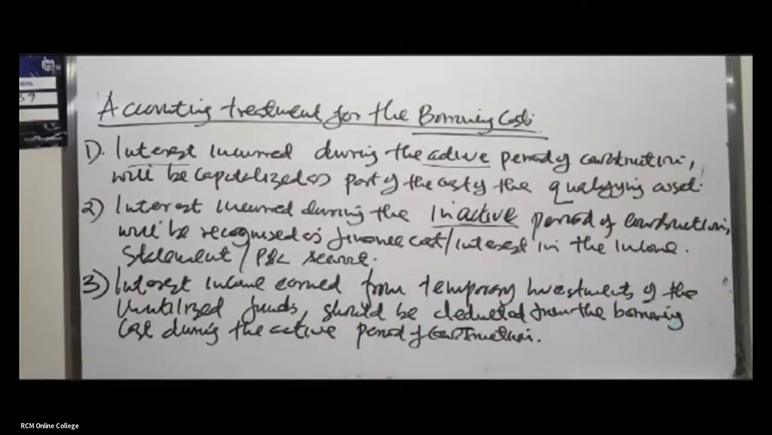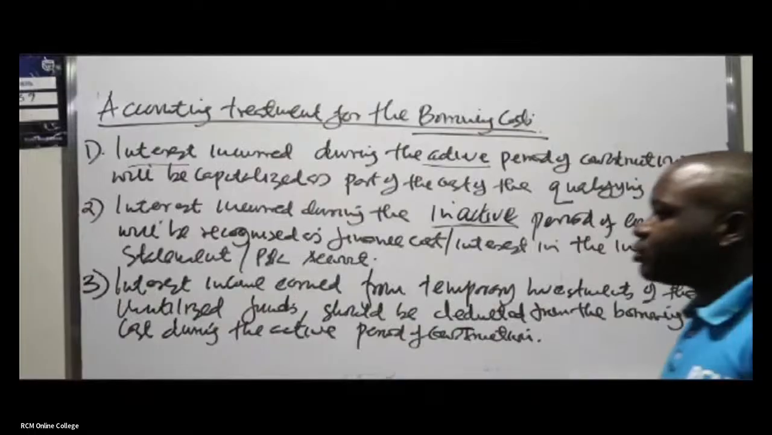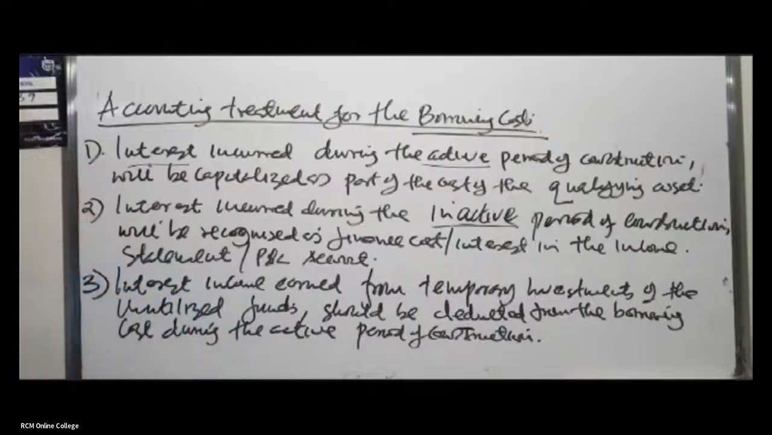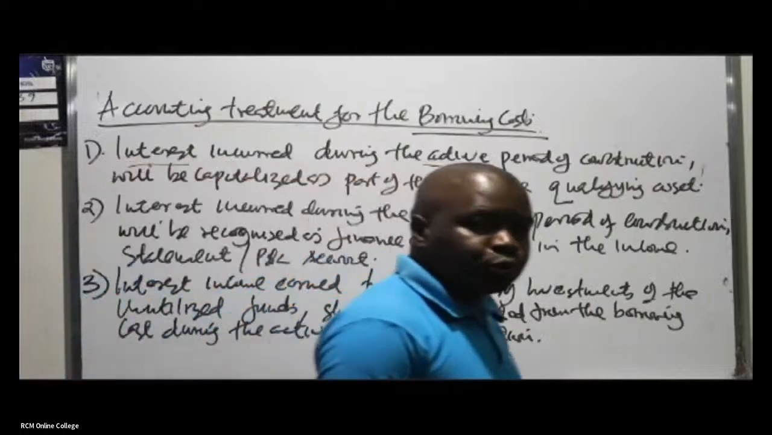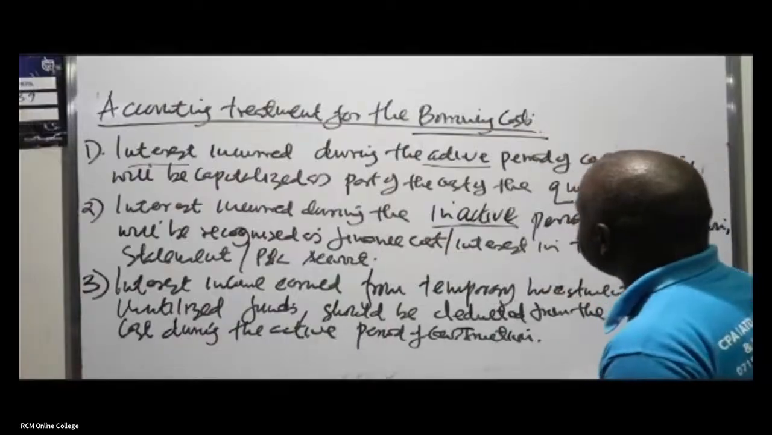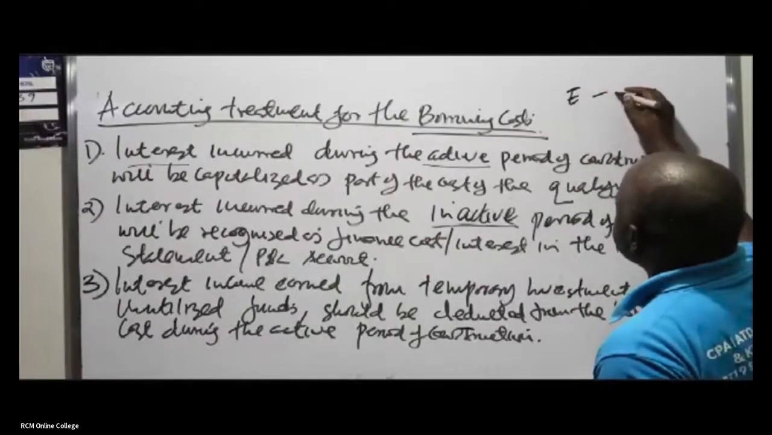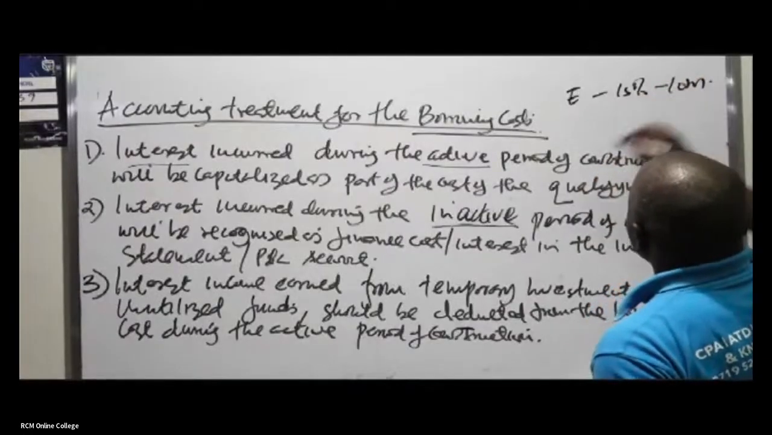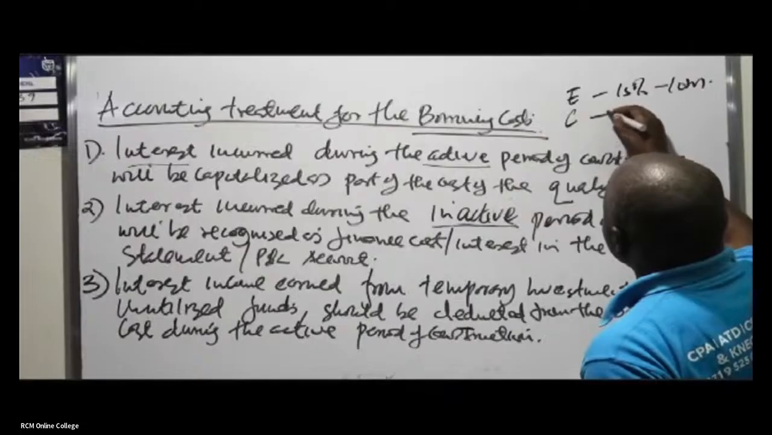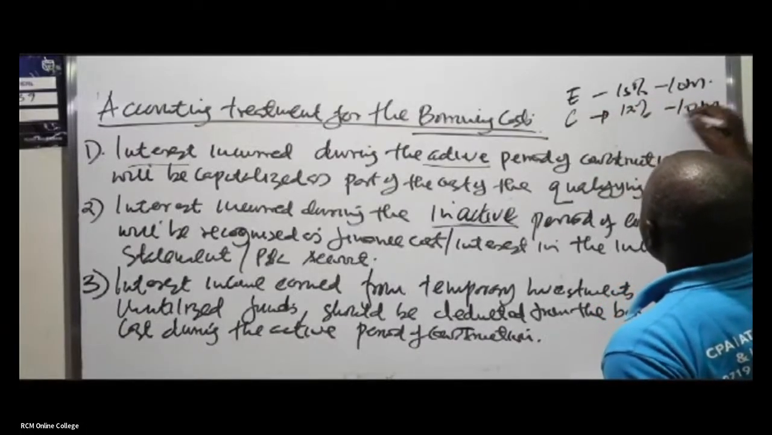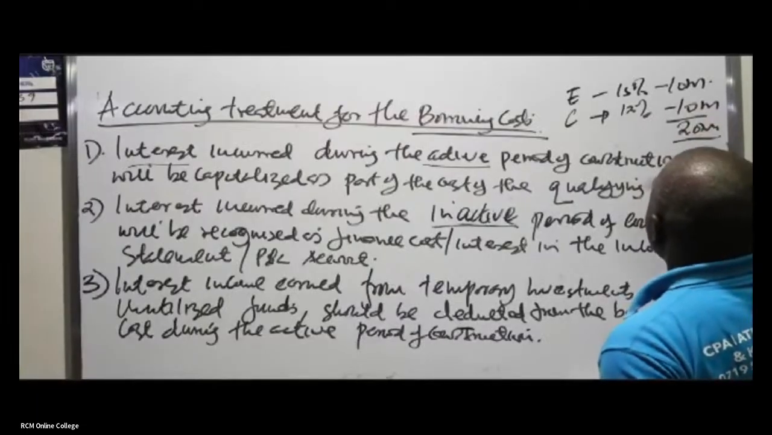So in total, it is 20. If that is the case, you have to calculate what we call a capitalization interest rate, which you'll use to calculate the amount you'll be able to capitalize. Equity is giving you an interest rate of 15% on the 10 million, and Commonwealth Bank is giving you 12% on the loan of the other 10 million. So in total, you've got 20 million.